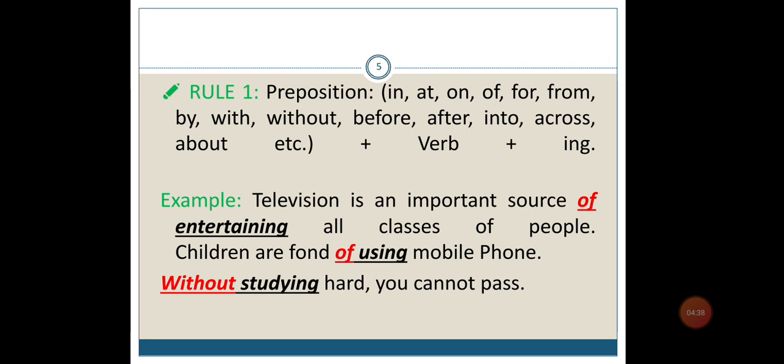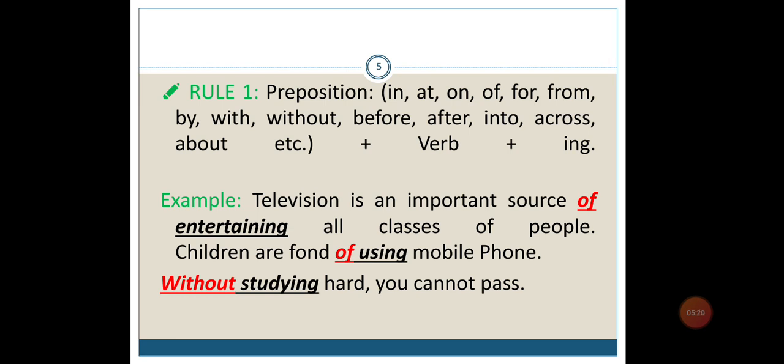Let's have a look at the rules of using right form of verbs. Rule 1. After prepositions like in, at, on, of, for, from, by, with, without, before, after, into, across, about, etc., we add ing with the base form or the present form of verb. Look at the examples below.